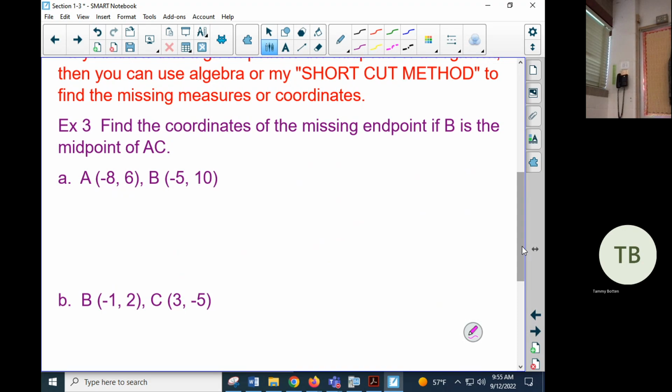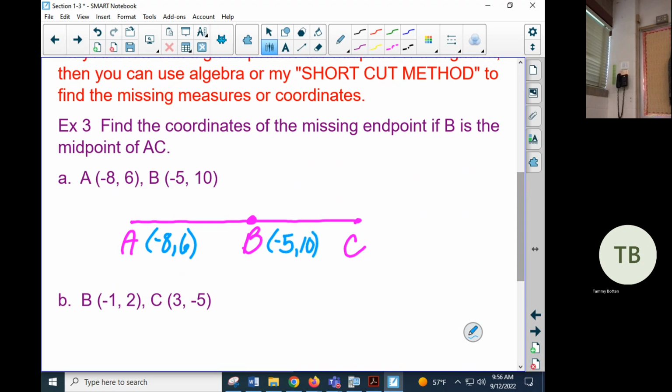So I'm going to draw this down here. Here's what they're telling us. Find the coordinates of the missing endpoint. If B, my midpoint, is the midpoint of AC, they tell us in the directions that B is the midpoint of AC. A is (-8, 6). B is (-5, 10), and we need to find the other endpoint.